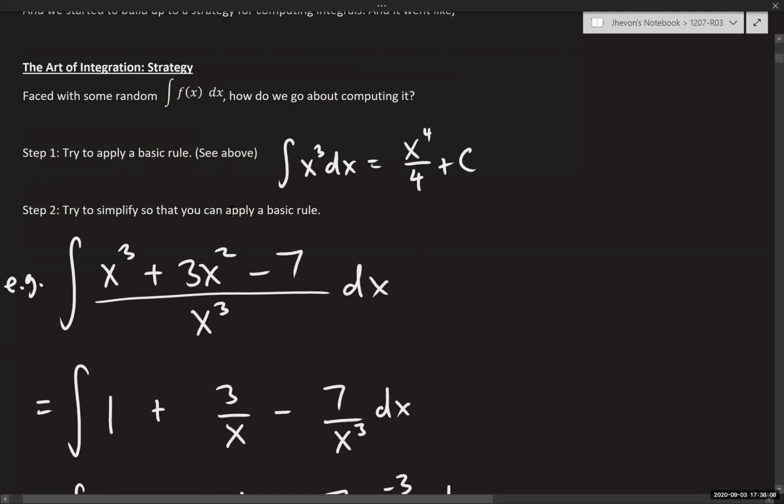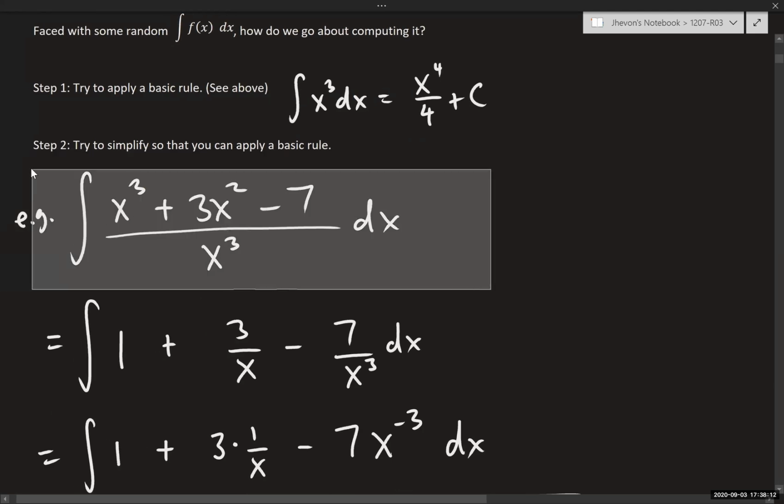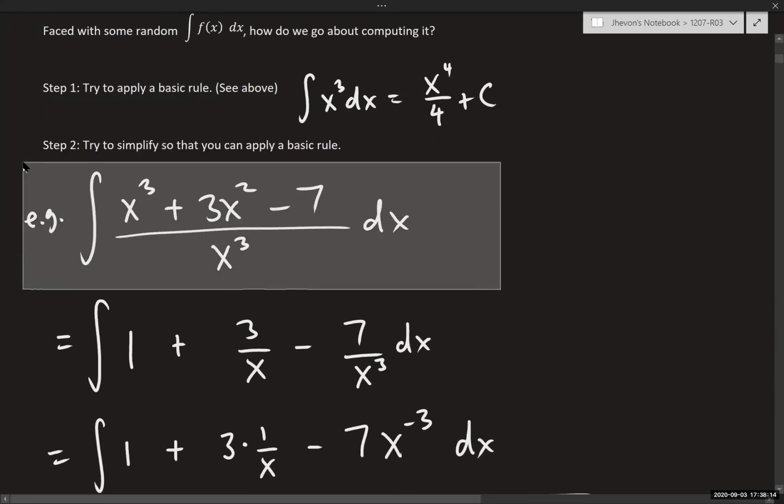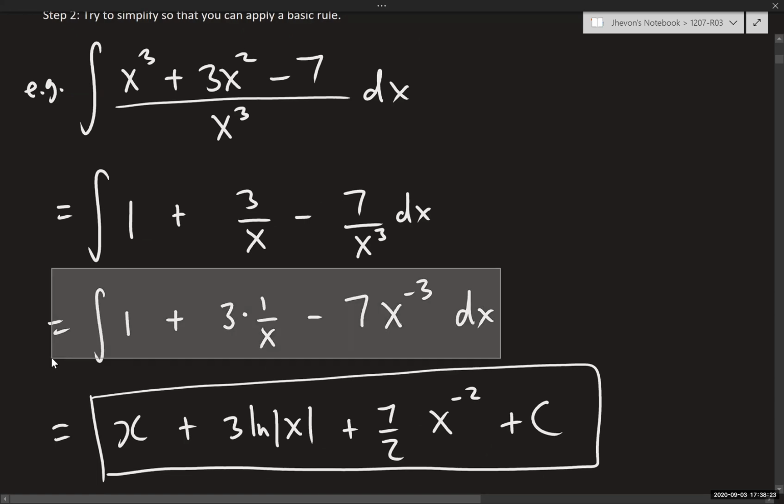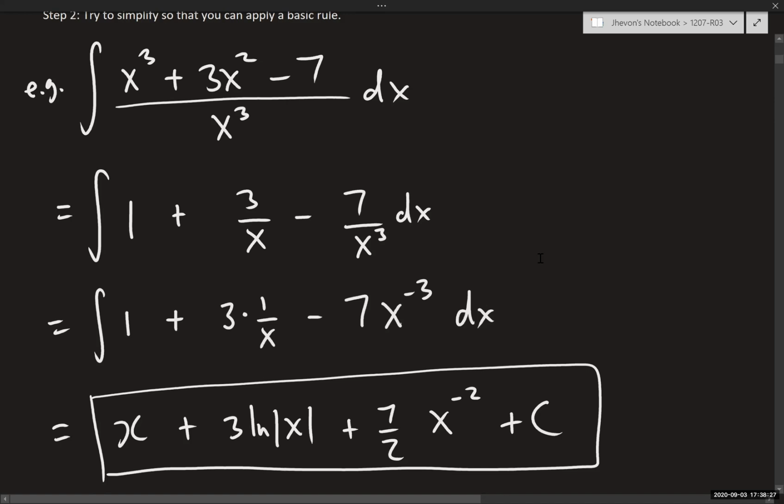Step 2 is to try to simplify so that you can apply a basic rule. So every now and then you'll get an integral that doesn't look like a basic rule. However, algebraically you can simplify it, maybe through division or some other process, so that each individual term now will follow a basic rule. And then you can apply the basic rule. So in this case, the integral of the constant helps you deal with that. The integral of 1 over x helps you deal with that. The integral of x to the n rule helps you deal with that. So that is always the second thing that you want to try.